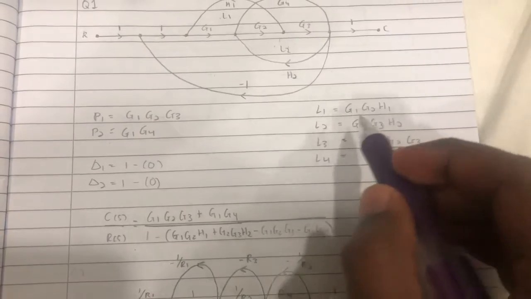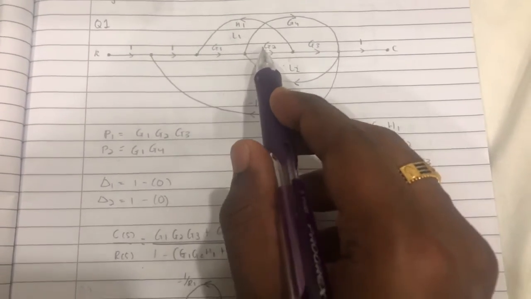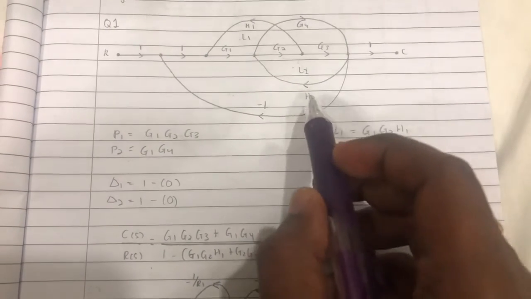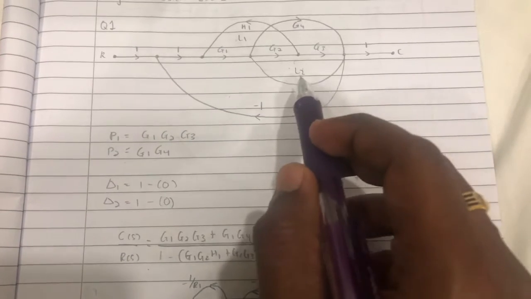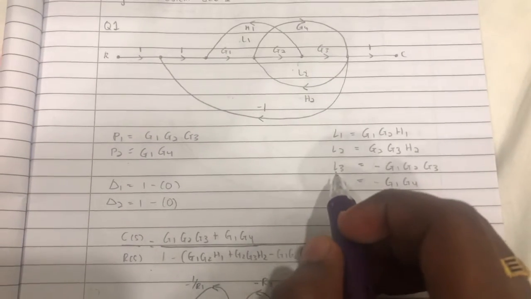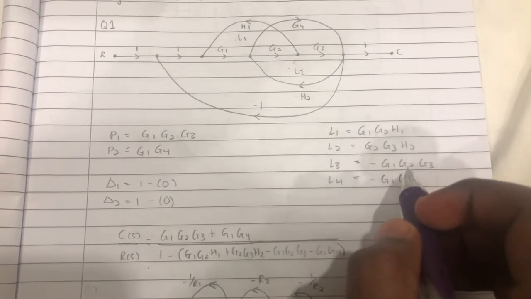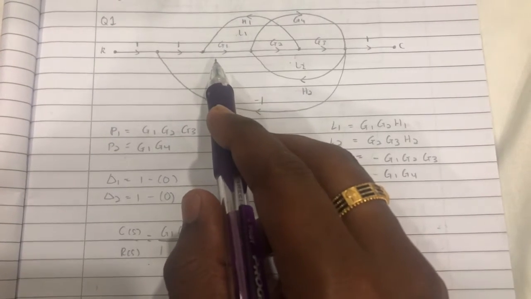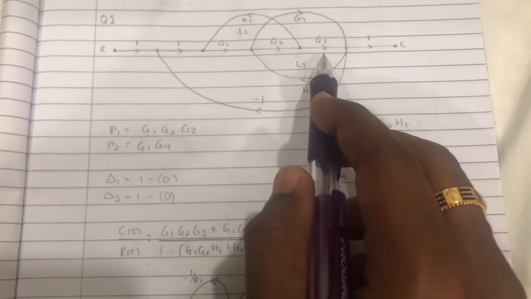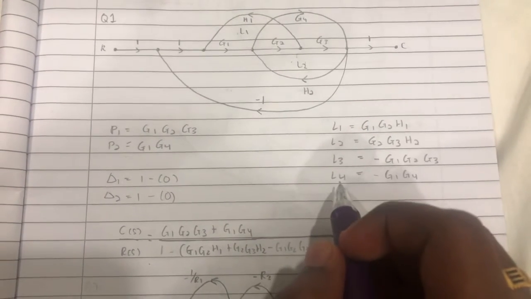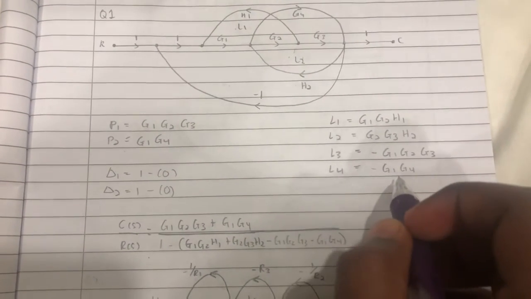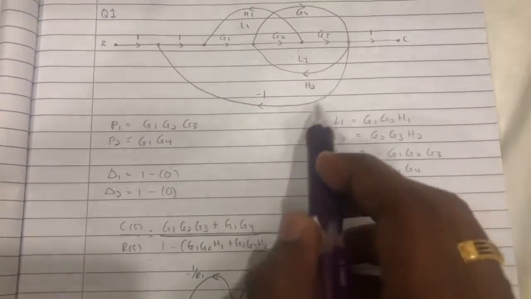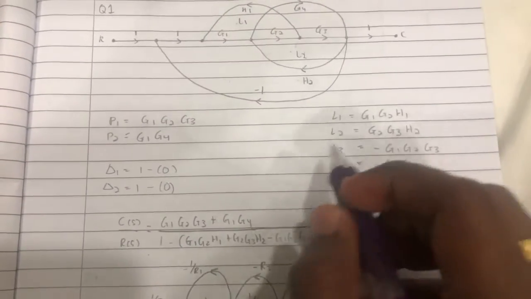The first loop is G1, G2, H1. Next is G2, G3, H2. The third one is negative G1, G2, G3, which is G1, G2, G3, negative 1. And the last one is loop number 4, which is G1 and G4, that is G1, G4, negative 1. So we found four loops over here.